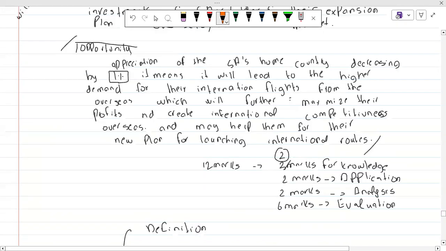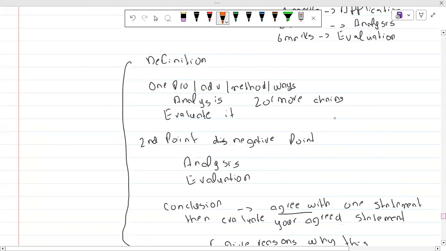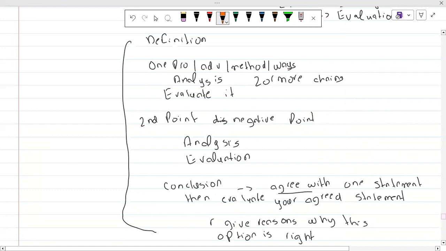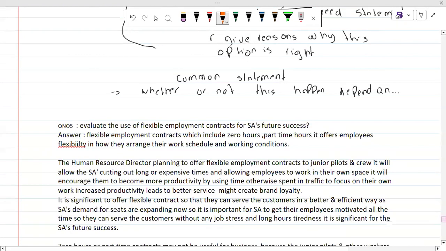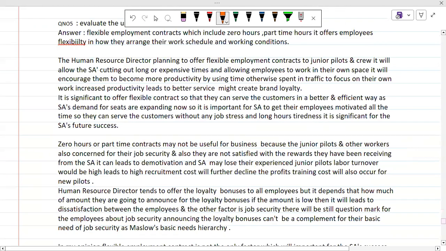This is basically the structure of a 12-mark question. Here you can read the answer which I wrote for this question. First of all, I have told you that this is totally your choice. If you want to write the definition, you can. So somehow, I have written the definition of flexible employment contracts in this question. And after that, there is one point, which is the benefit of flexible employment.